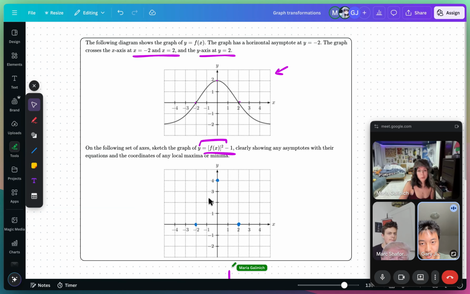And we can also see that -2 and 2 on the original graph are at the very end. And if you square -2, it's going to be positive. So it's going to be here. And that's basically how the graph will look.